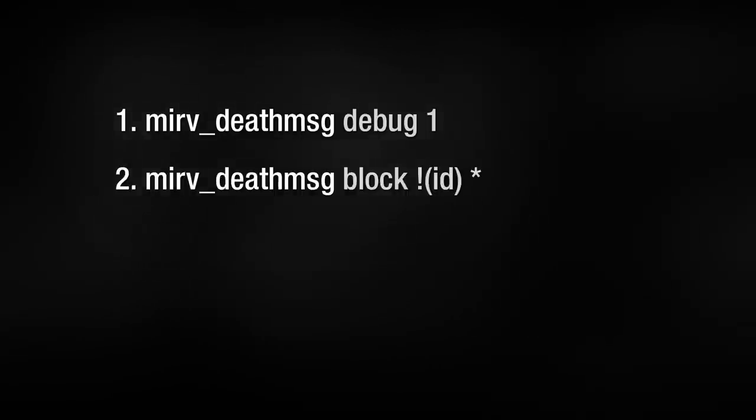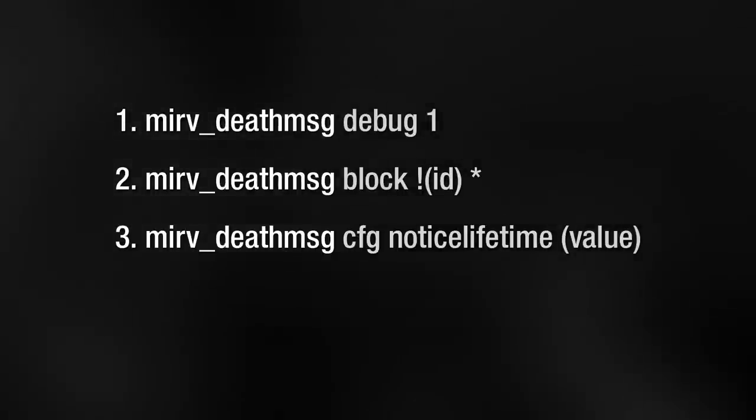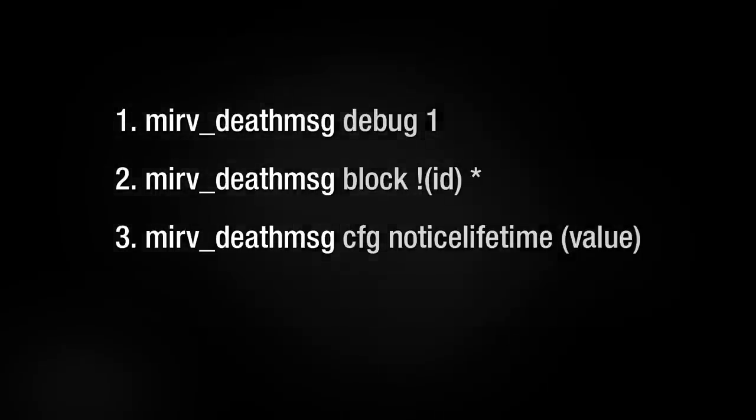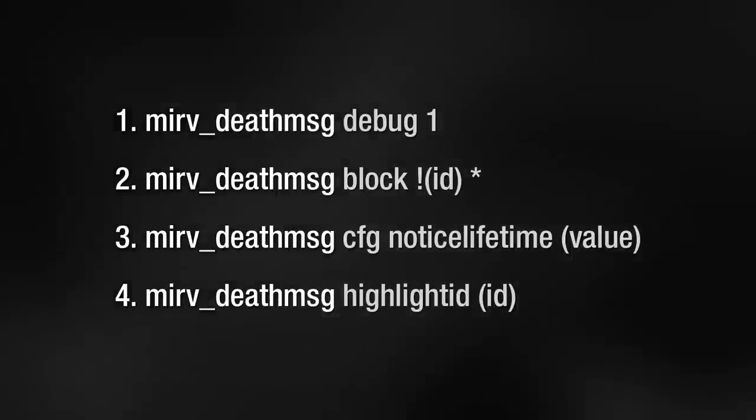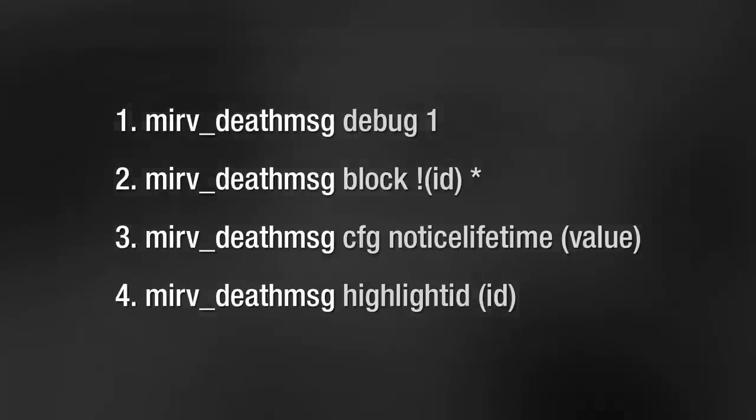There are mainly three different commands we'll be using for this. These are mirv_deathmsg debug 1, mirv_deathmsg block !id *, mirv_deathmsg cfg noticeLifetime and then some type of value, and mirv_deathmsg highlightid followed by the ID. Trust me, even though this might look a bit complicated, it really isn't. I'll demonstrate for you guys.